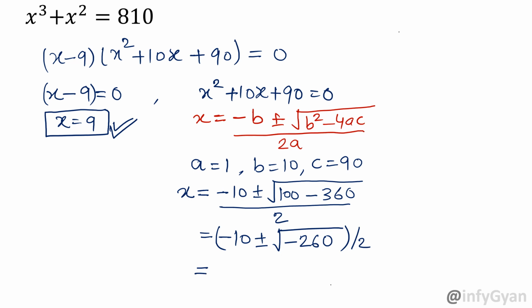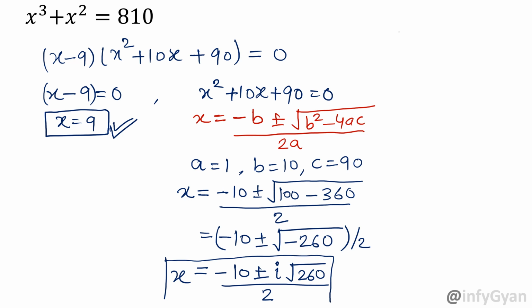And in the next step, you will write this solution in terms of iota, because square root of negative 1 is i. So you will write i root 260 divided by 2. So here two roots are complex or imaginary. If you want to cross check, then you can check. Otherwise, two complex solutions or roots. Here are two solutions and this one is your real solution, that is x equal to 9.